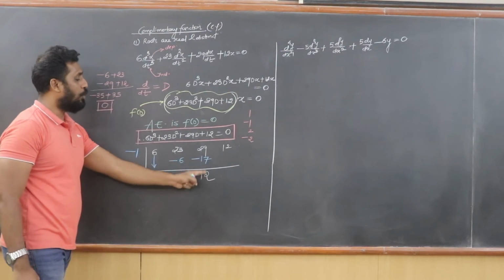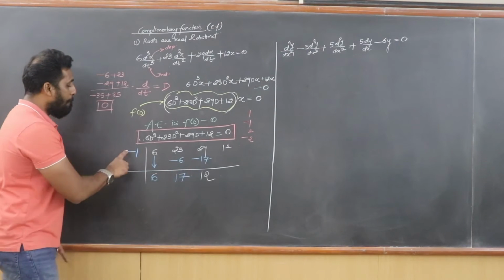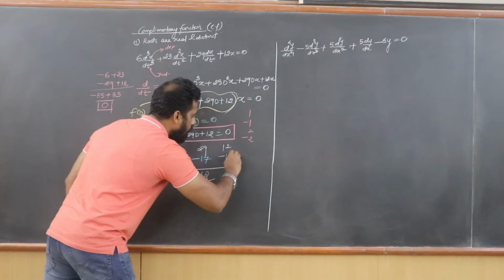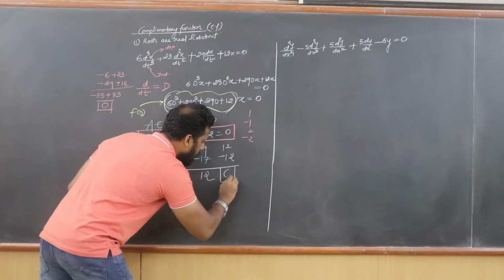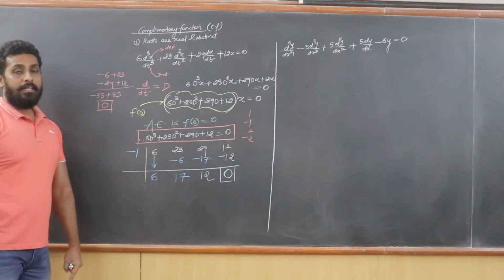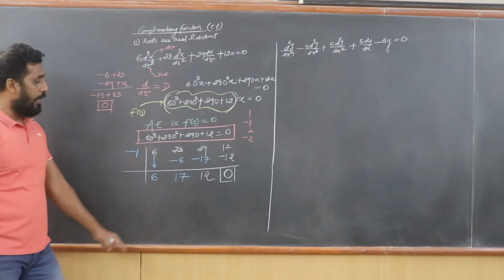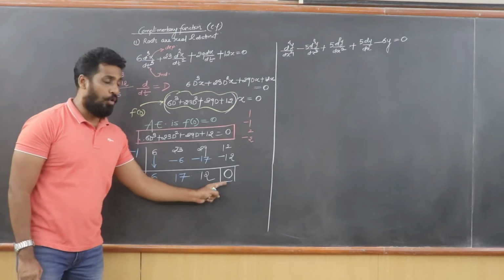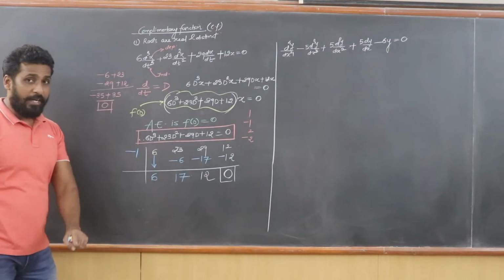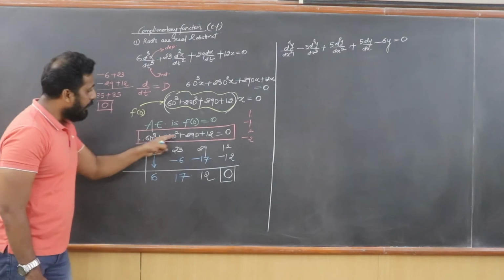9 minus 7, that's 2. 2 minus 1, that's 1, so 12. Minus 1 into 12, answer is minus 12. And the last value came 0. That means you can be very sure whenever the last answer comes 0, minus 1 is definitely the root of the given equation.